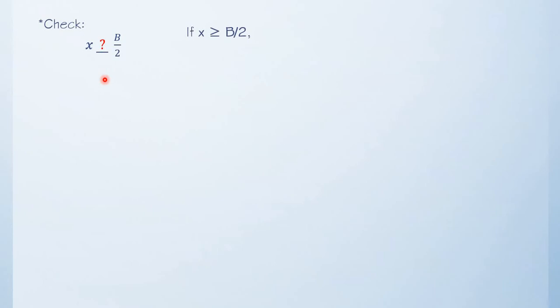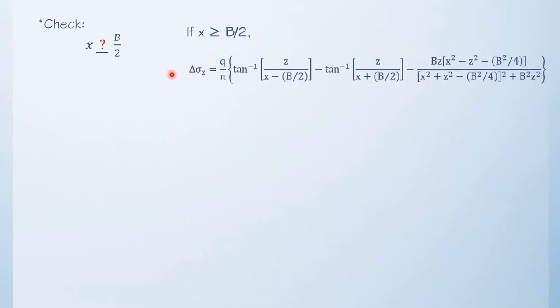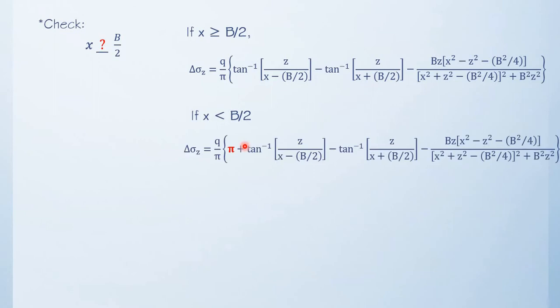Again, we recall that when x is greater than b all over 2, we will be using the original equation given. When x is less than b all over 2, we will be using the modified equation. The difference of the two equations is simply the addition of pi on the modified equation. That is because when x is less than b all over 2, we will be coming up with a negative value. Thus, the addition of the pi to the original equation.